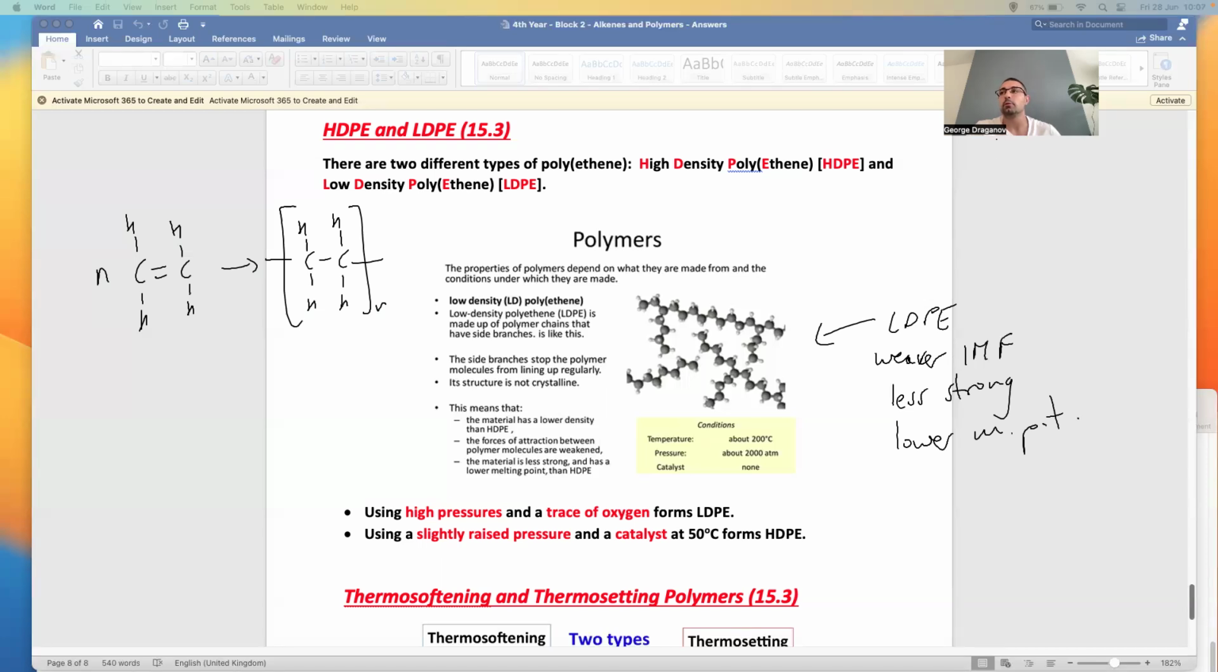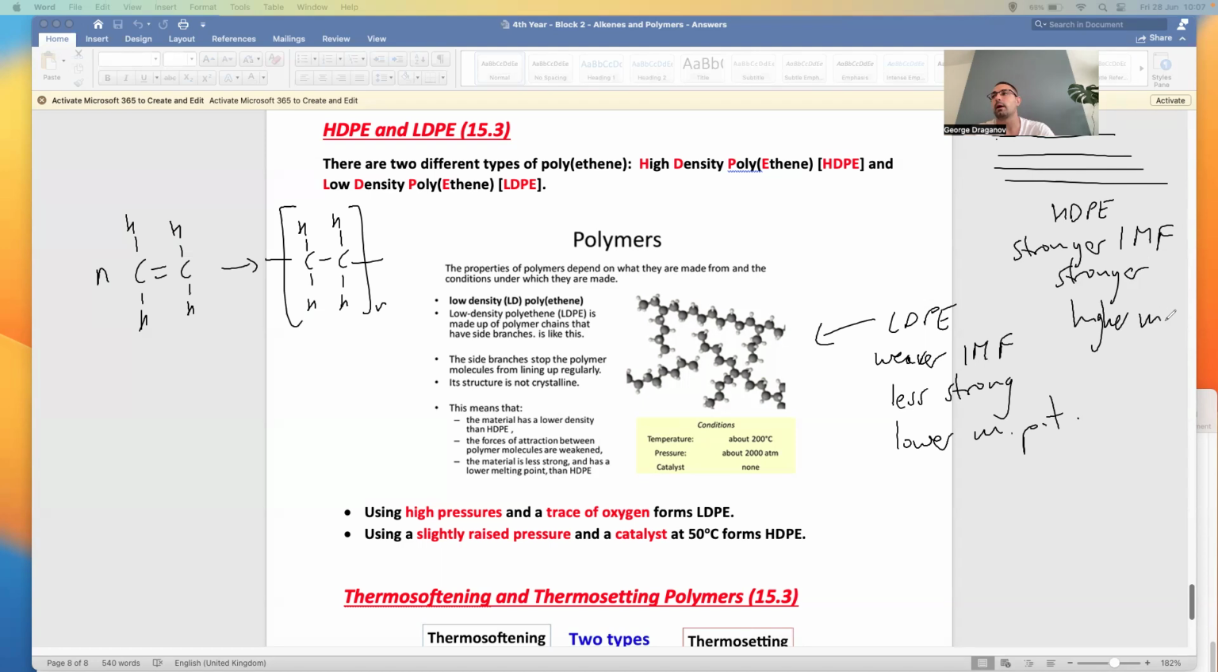Now, HDPE would basically be when the chains pack closely together like this. So then it will have stronger intermolecular forces as a result, making it stronger with a higher melting point. And the reason it is more dense is because it can pack more closely together. That's pretty much it. Then how to form each one.